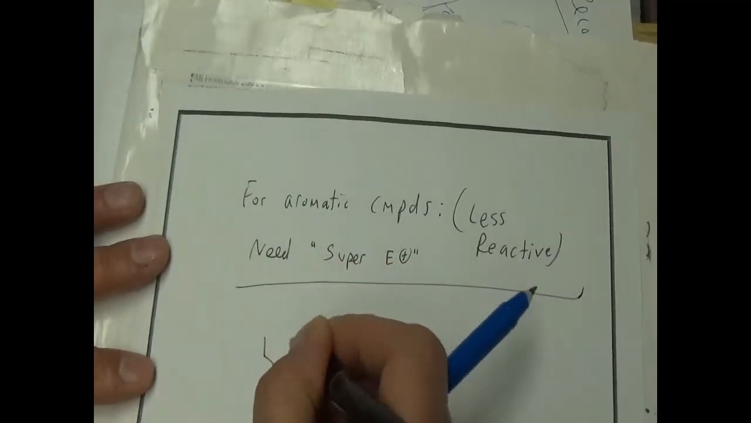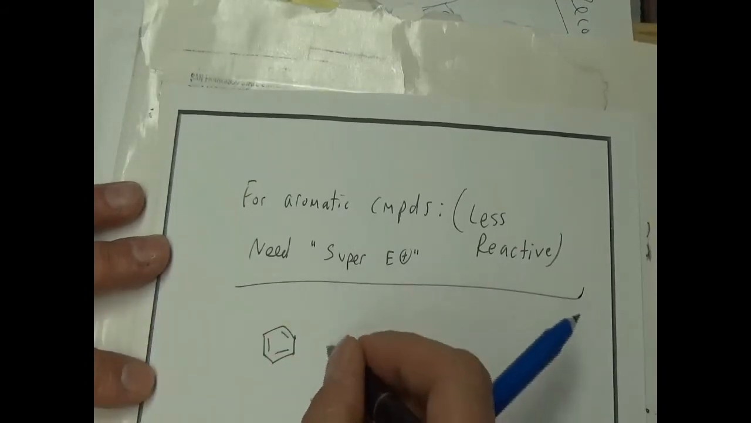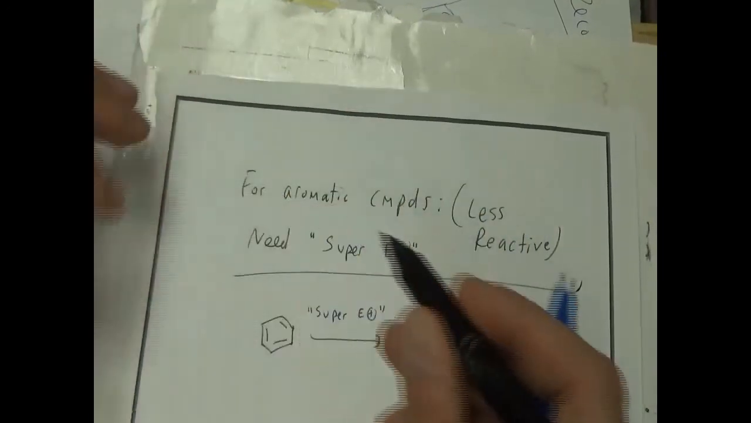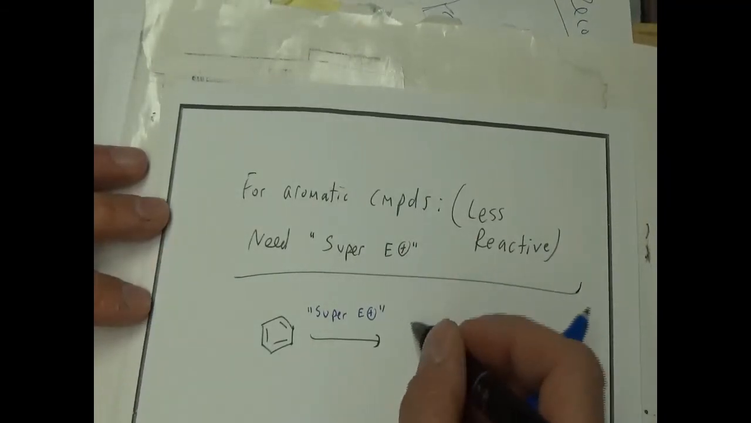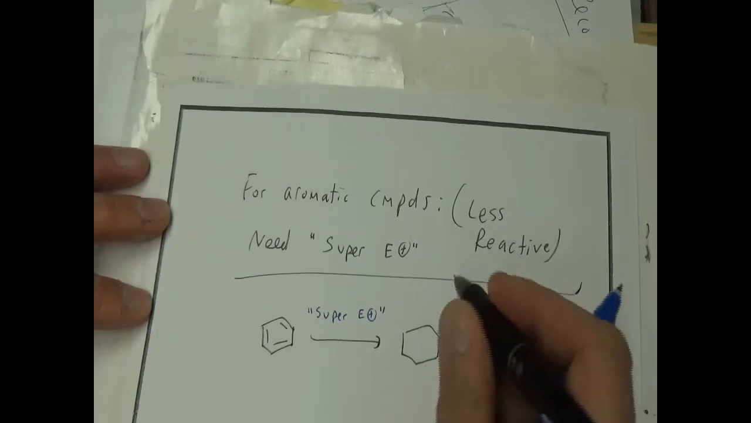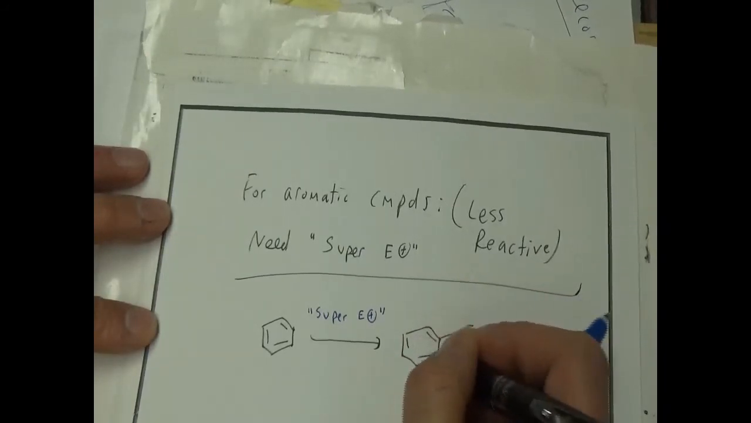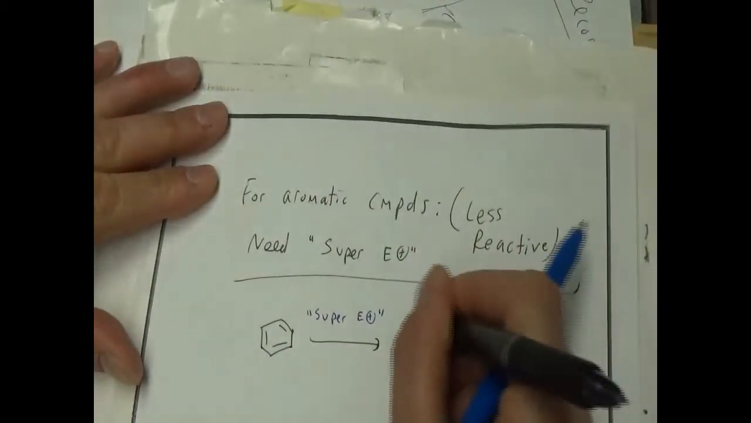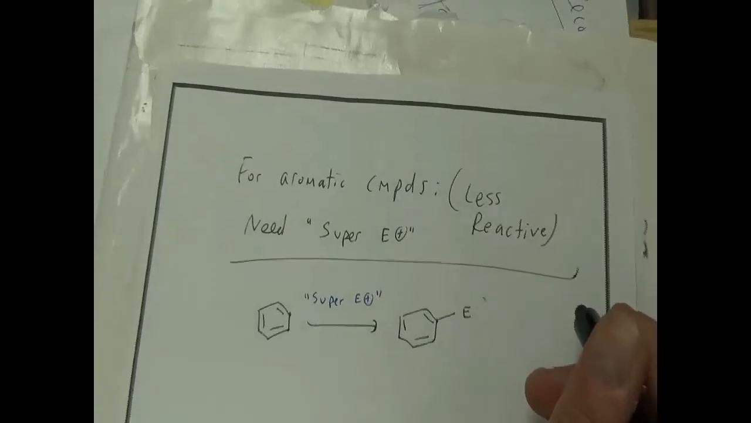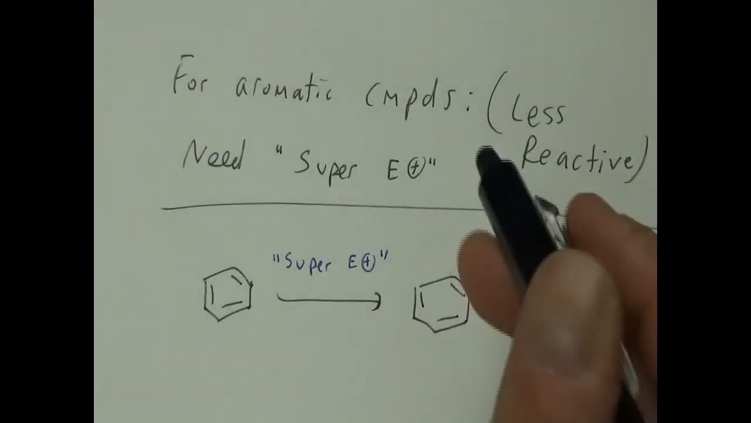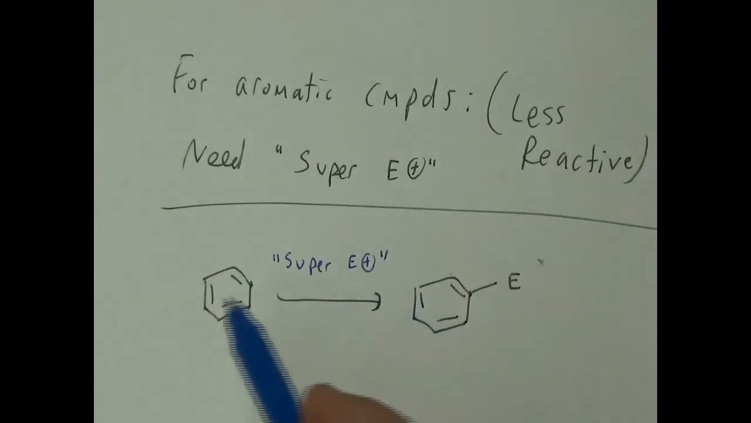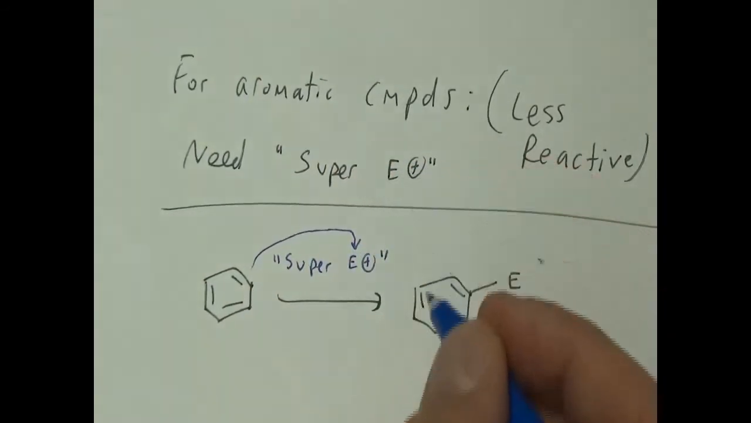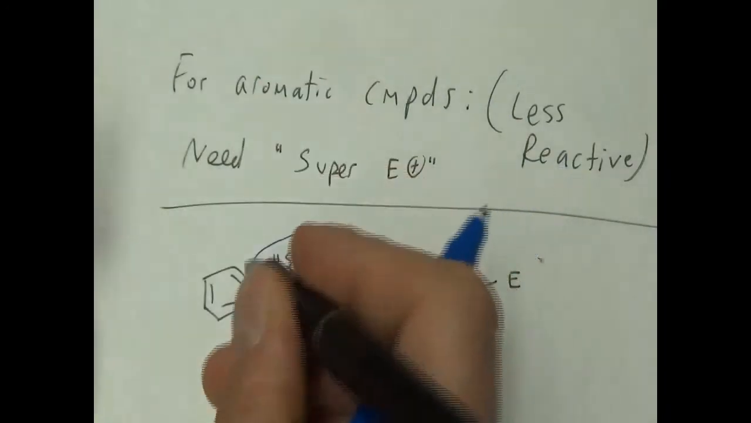So generally speaking, though, you've got a benzene. When you react it with your super electrophile, super E plus, that's extra reactive, what's going to happen is the electrophile will be incorporated into the benzene. Super electrophile. Okay, so what's the difference? How is this going to be a little different from alkene chemistry? Well, the first thing is that the double bond attacks, just like with alkenes, right? So the benzene attacks the super electrophile. What does that give us?